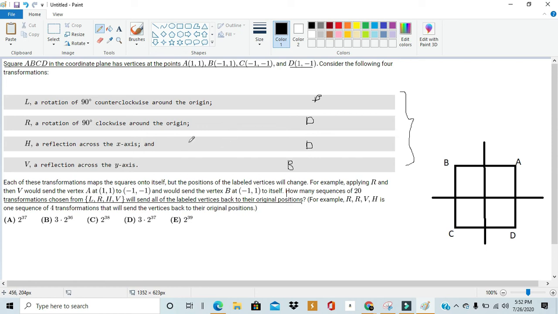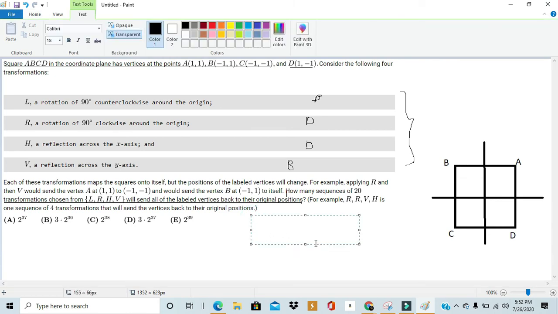Well, the first transformation could be any of these four options. And the second transformation could be just as well any of these four options. And this remains true for each of the 20 different transformations. There could be four different options. So the total number of sequences of 20 transformations is just 4 times 4 times 4, 20 times.